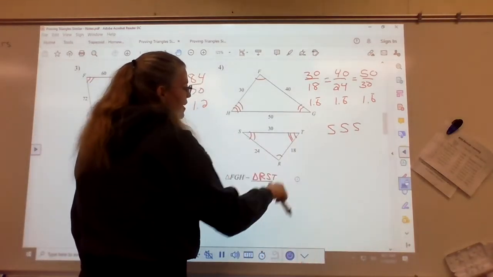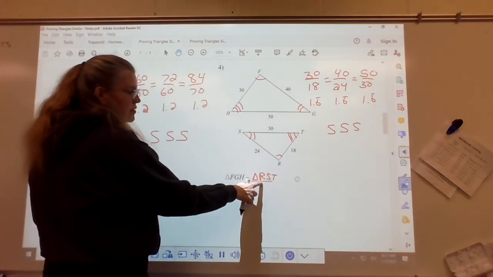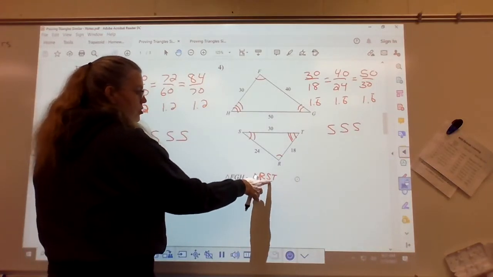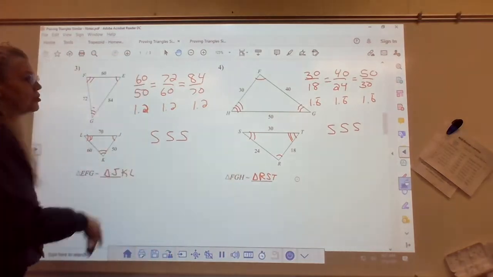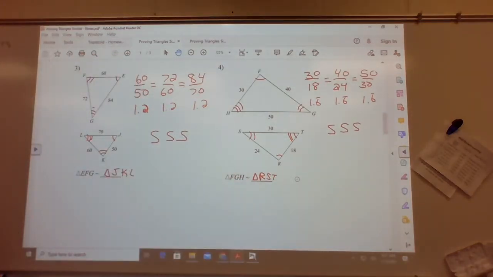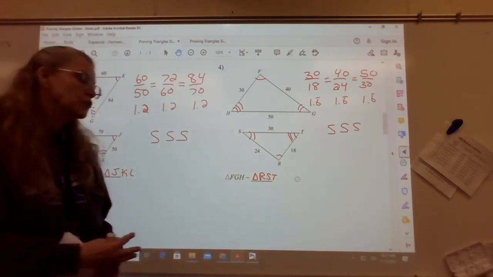And I think the side, side, sides are the trickiest ones to get this similarity statement because you've got to make sure these are in the right order. It has to be in the same order as this one. So those are two examples of side, side, side. Let me go ahead and scroll to the next two.